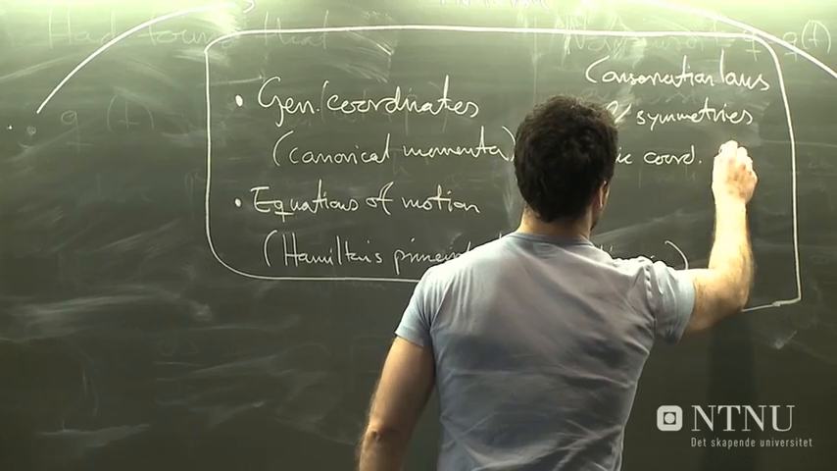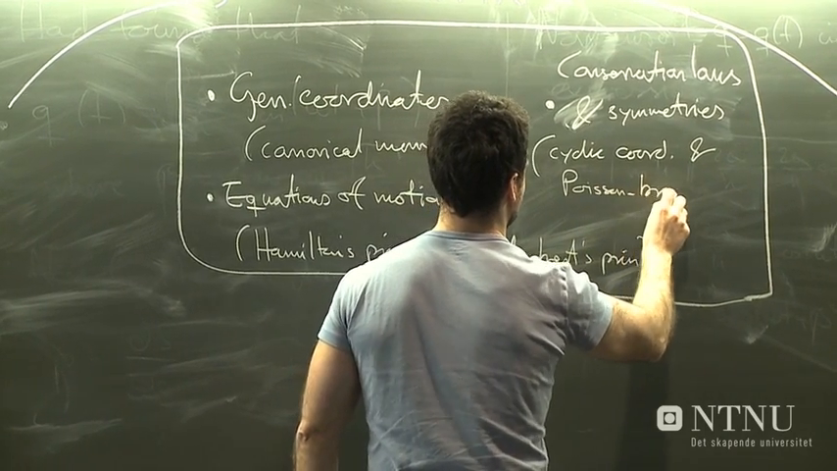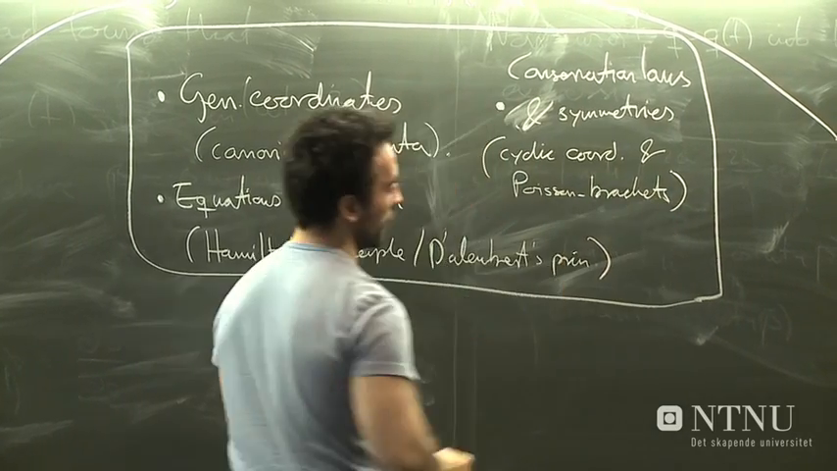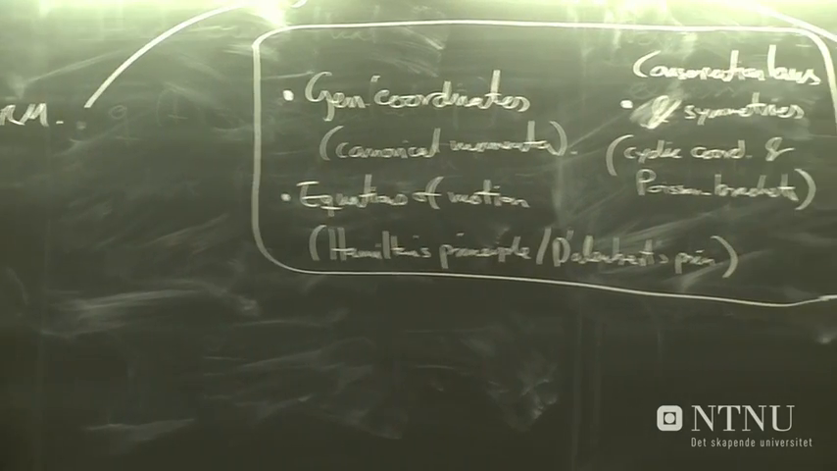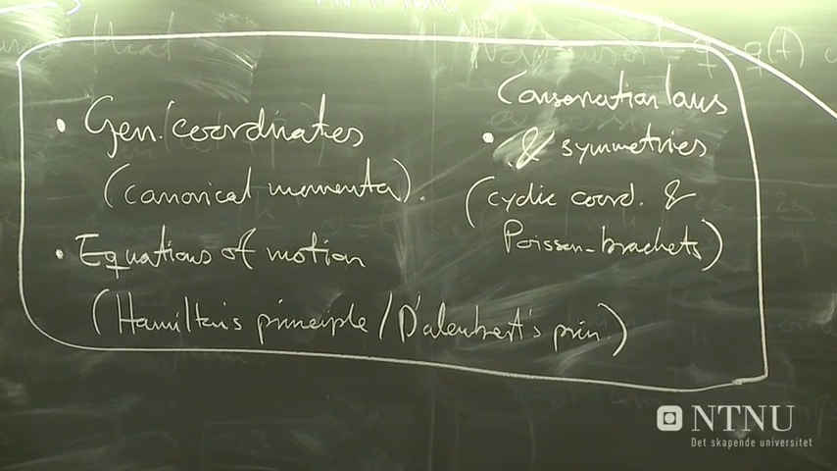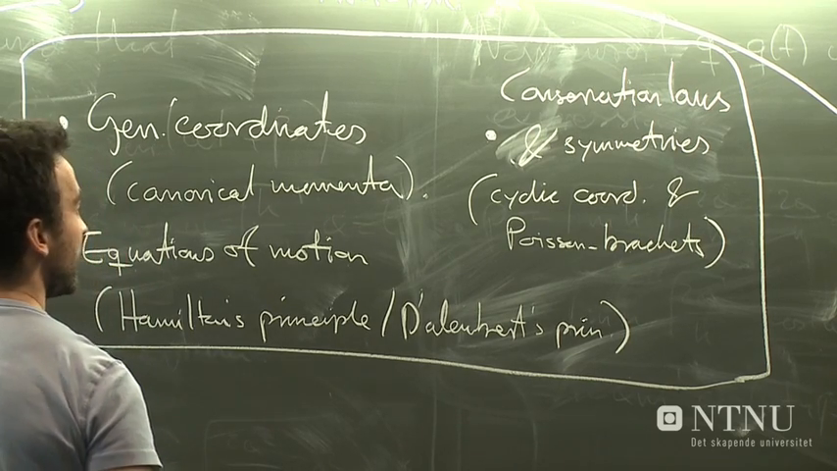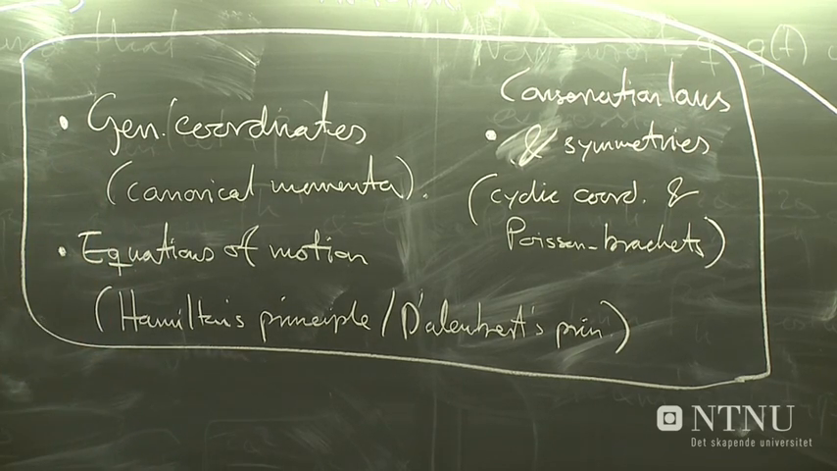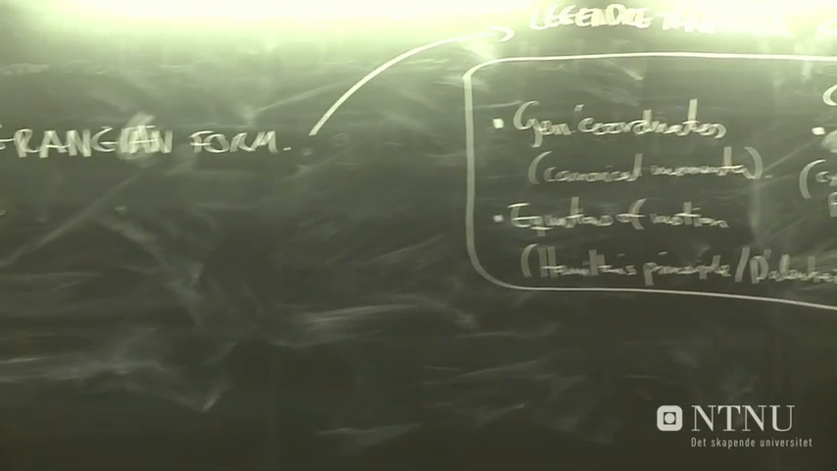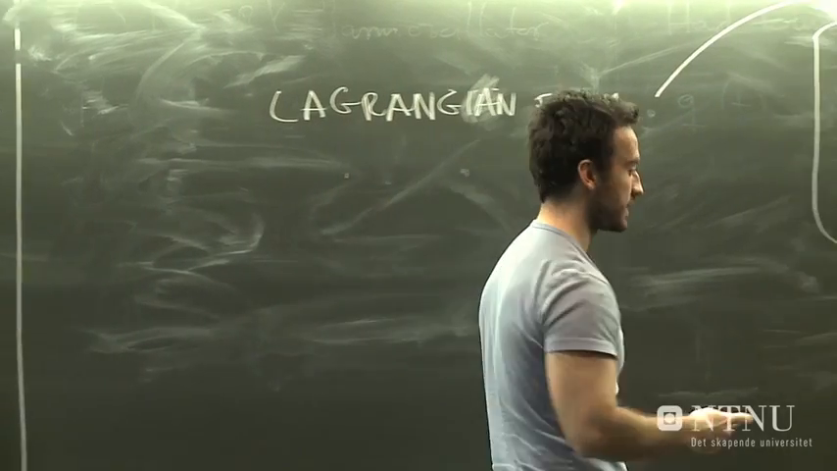And we also discussed Poisson brackets in terms of making a statement about whether or not a physical quantity f is conserved. Okay, so this is sort of the framework, the skeleton of both of these formalisms. And we've had a look at a number of applications.